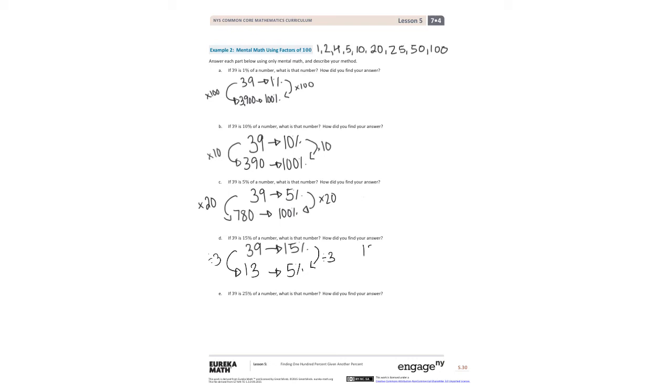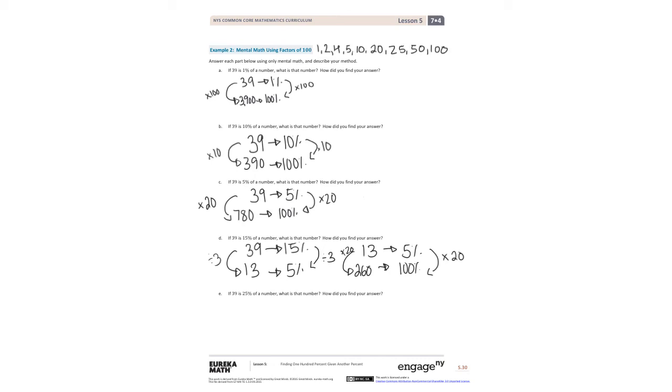Now that I have 13, or if 13 is 5% of a number, what is that number? So now I want to go from 5% to 100%. So I'm going to take 5 times 20 to give me my 100%, which is equivalent to 13 times 20. And 13 times 20 is going to give us 260. Now we know that 39 is 15% of 260.